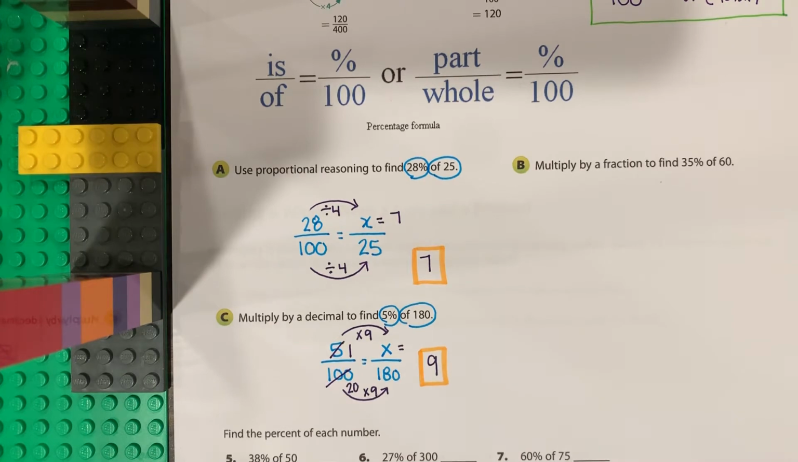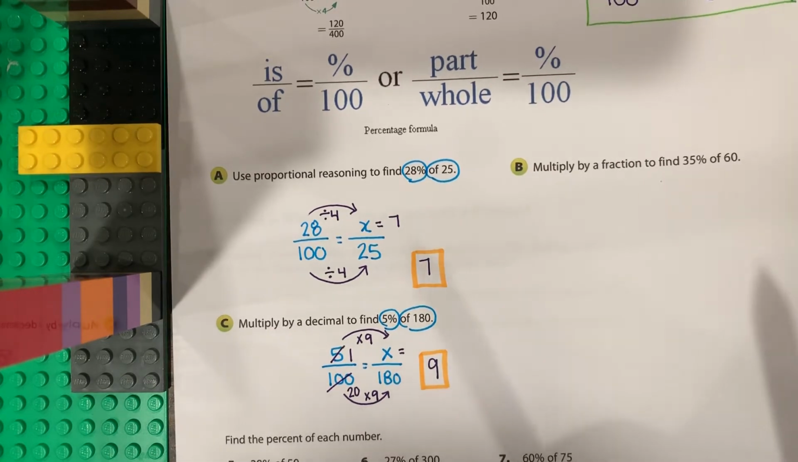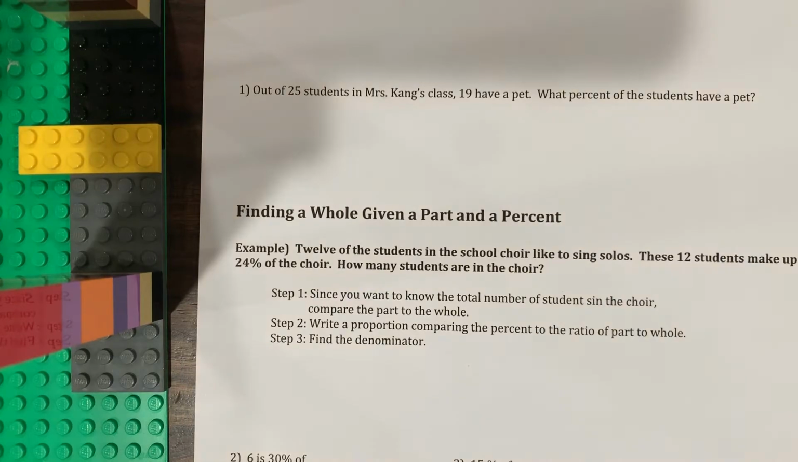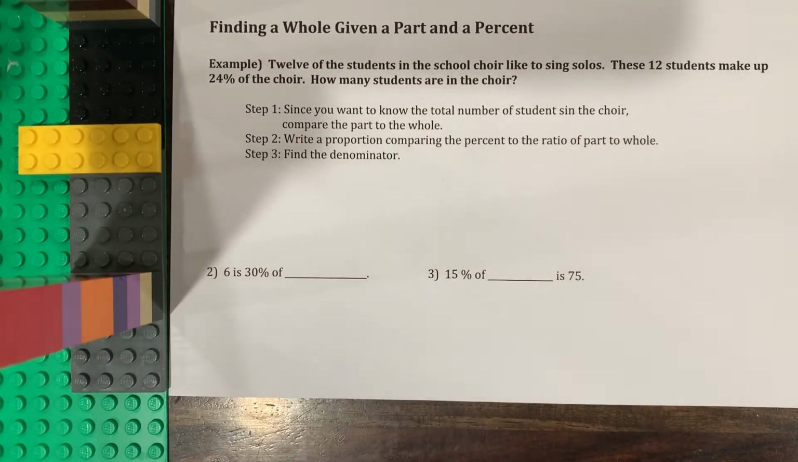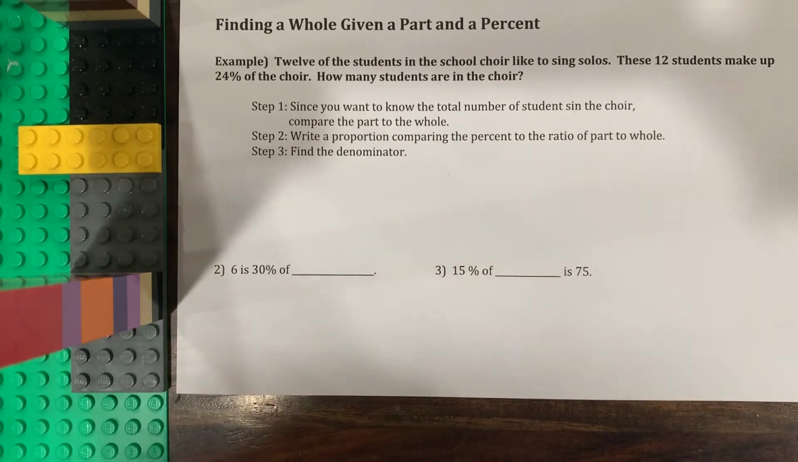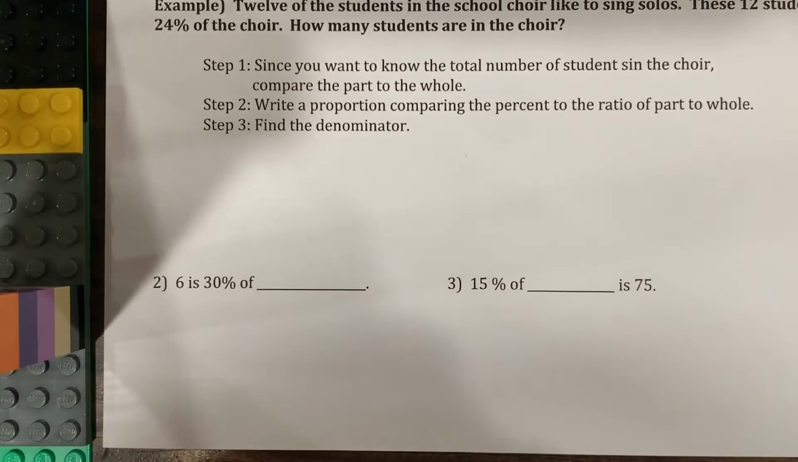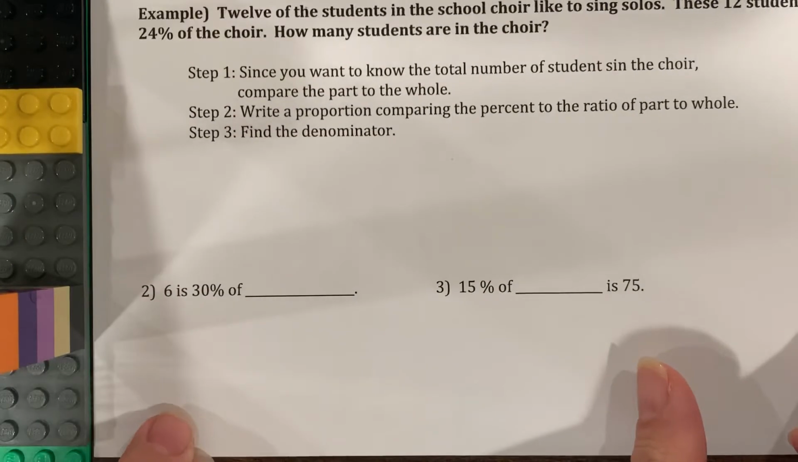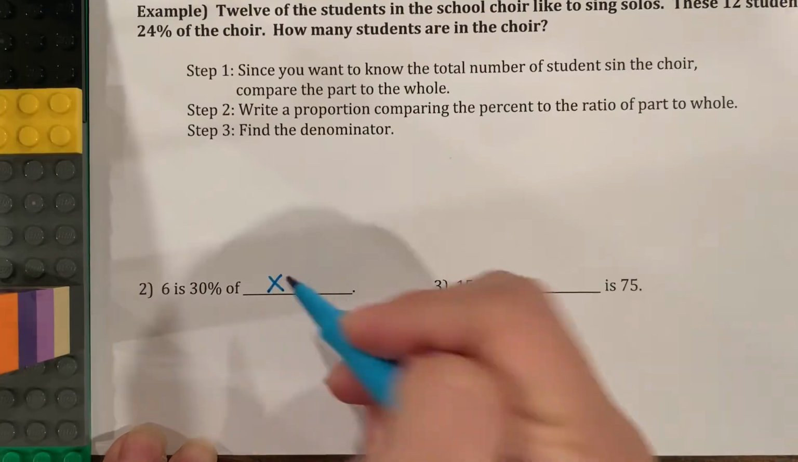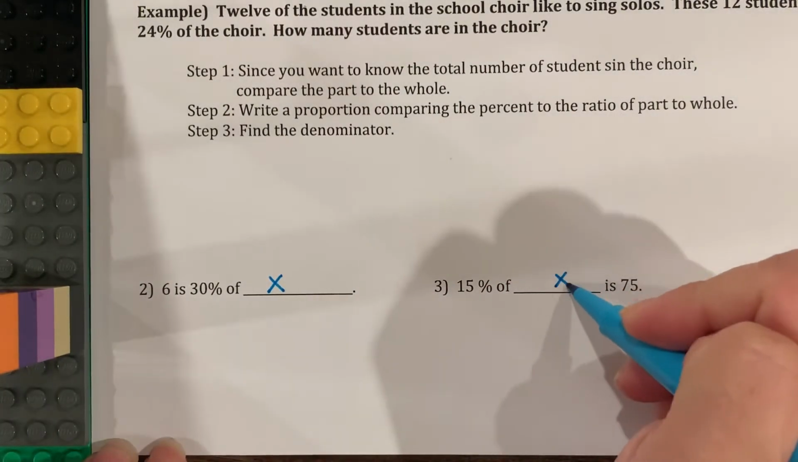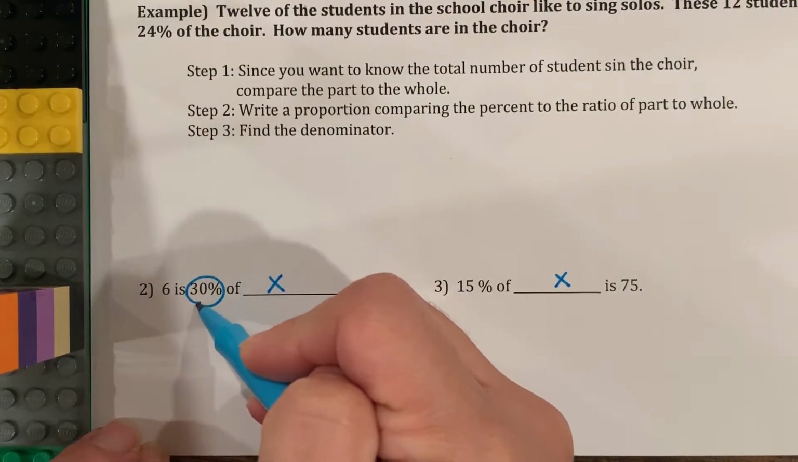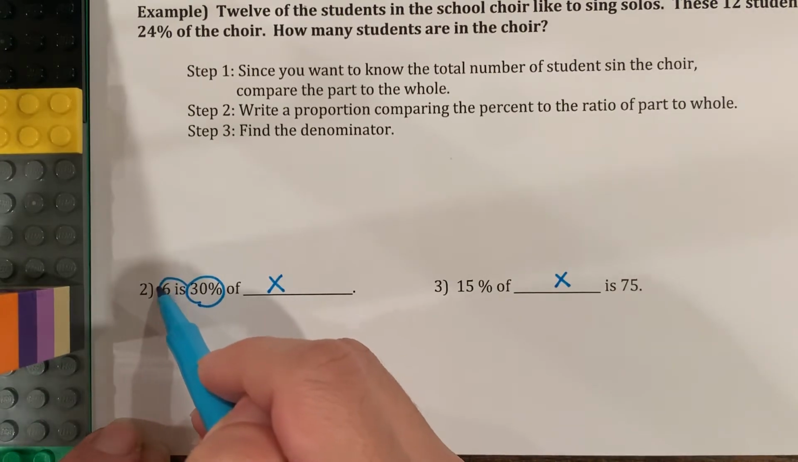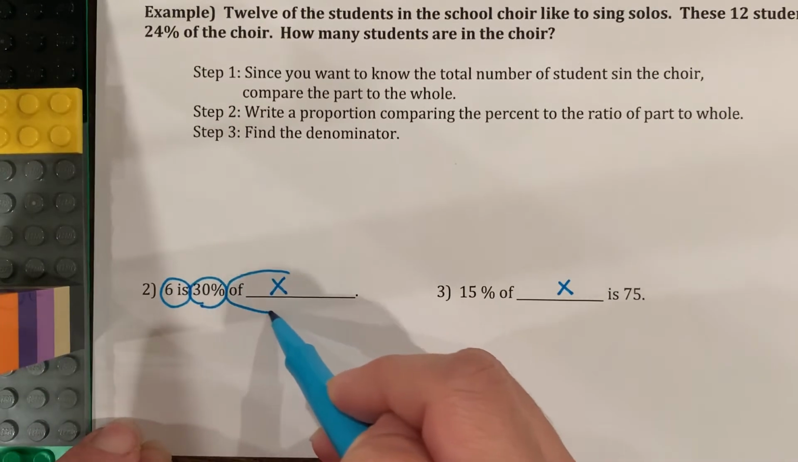Now we are going to do a couple more problems on the back. Before going over some of the word problems, I'm going to go over these two problems right here. The first one says 6% of 6 is 30% of blank. I like to put X on the blank, and I'm going to circle all of the parts that I know. First thing I'm going to do is circle 30% because that is always by itself. Now I have 6 is and of X.